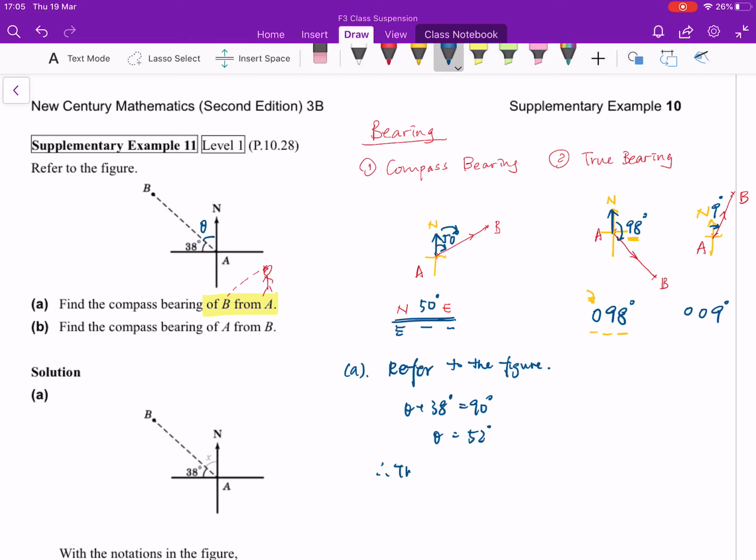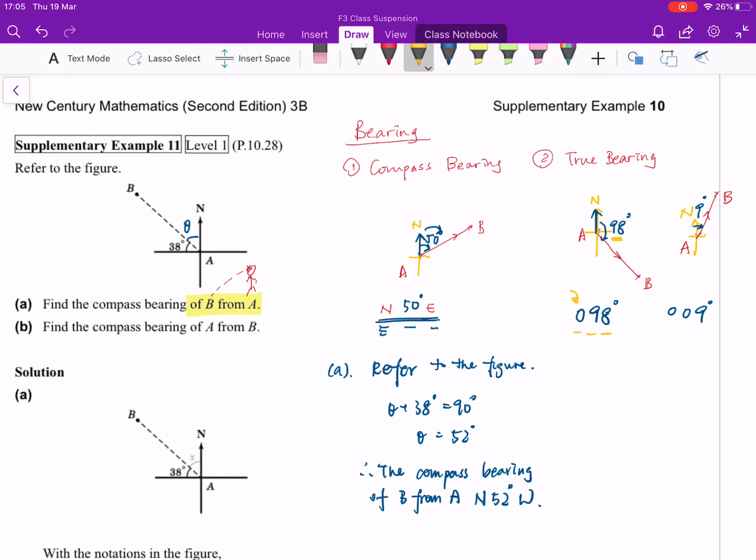Therefore, the compass bearing of B from A will start at N and then turn your head 52 degree westward. So N 52 degree W. So this is the compass bearing.